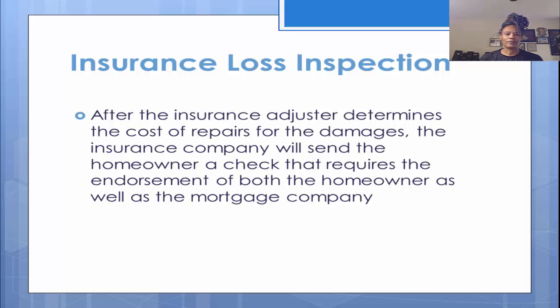See, here's the thing. After the insurance adjuster determines the cost of repairs for any damages at a home, the insurance company will send the homeowner a check, but that check requires the endorsement of the homeowner as well as the mortgage company. So what happens is, the insurance company will send a check to the homeowner. Now the homeowner has to send the check to the mortgage company so that they can endorse it, and then the mortgage company sends it back once repairs are done.